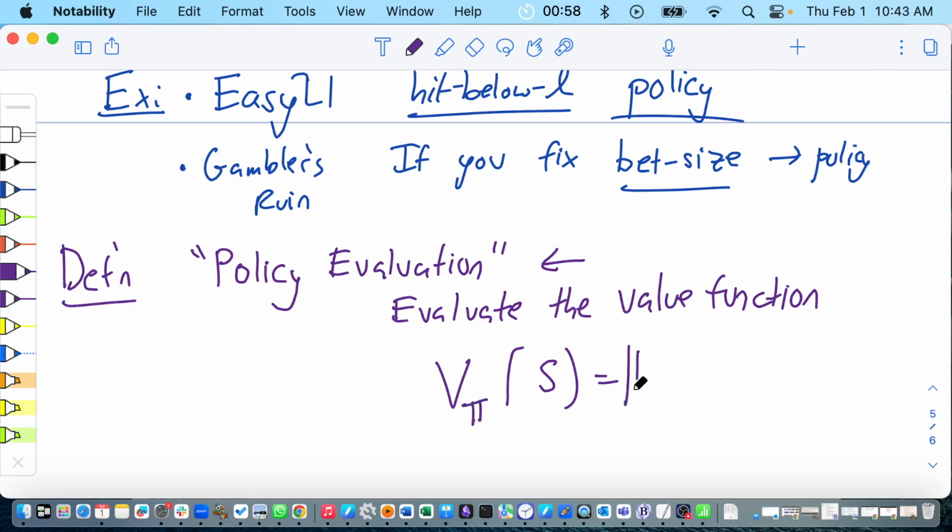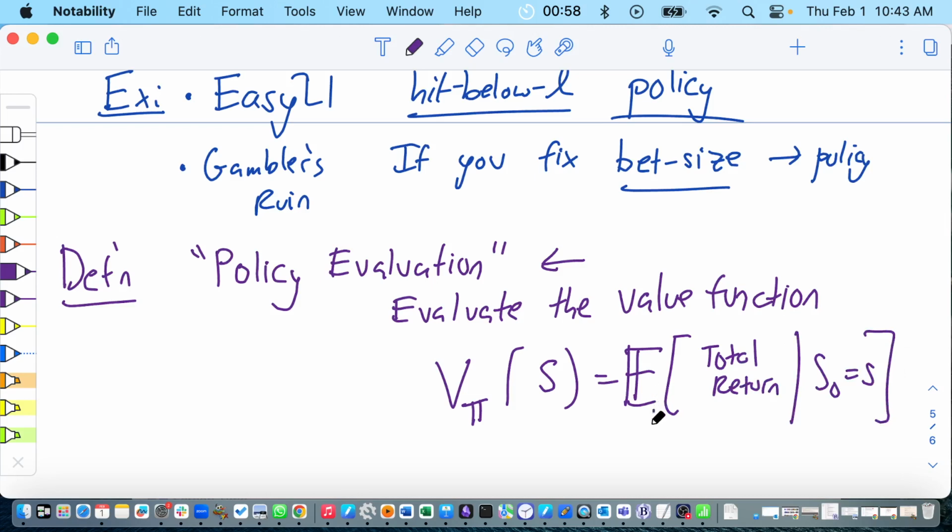This is the expected value of the total return given S0 equals S. So you start at some state S. What is your total return? And it's when you follow pi. Some people write this like here. They write E sub pi to mean I'm going to follow the policy pi. Every time I have to choose an action, I'm going to use policy pi to tell me what to do. Then it's a Markov chain, and the value function is the kind of thing we've been looking at for Markov chains. That's the value function.